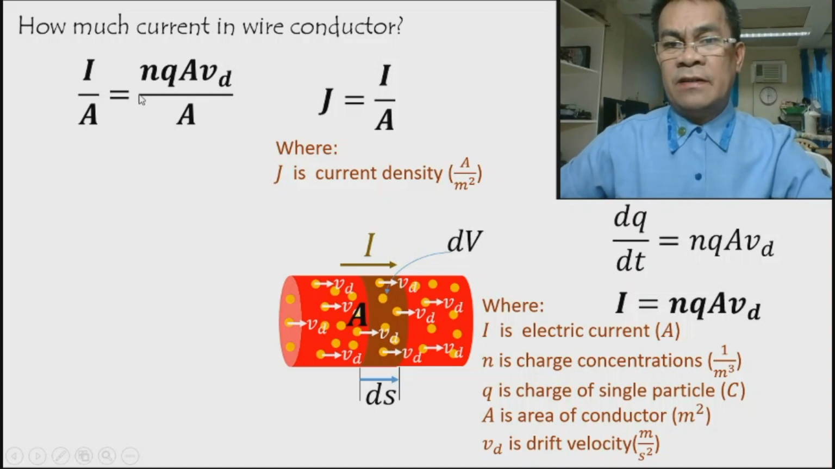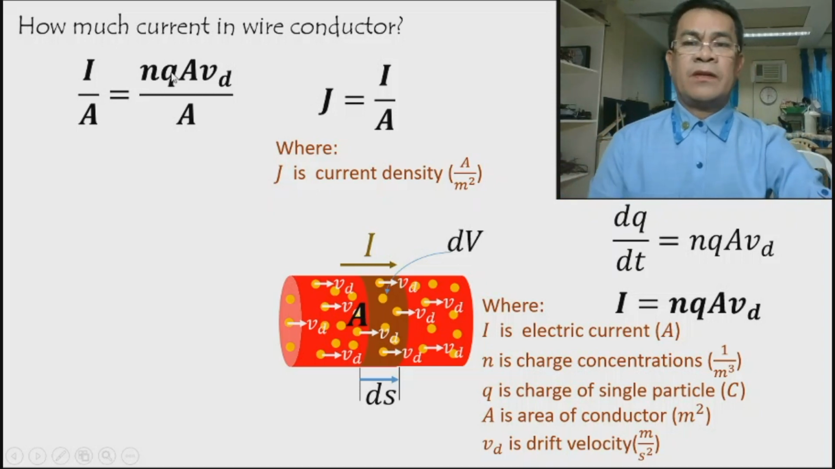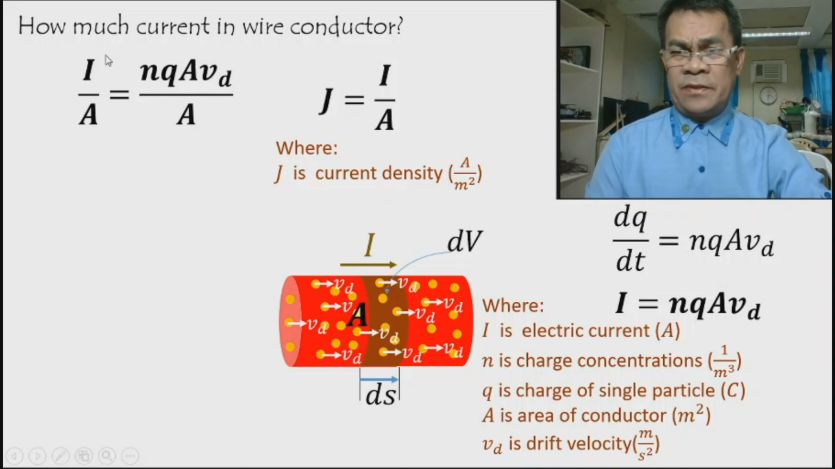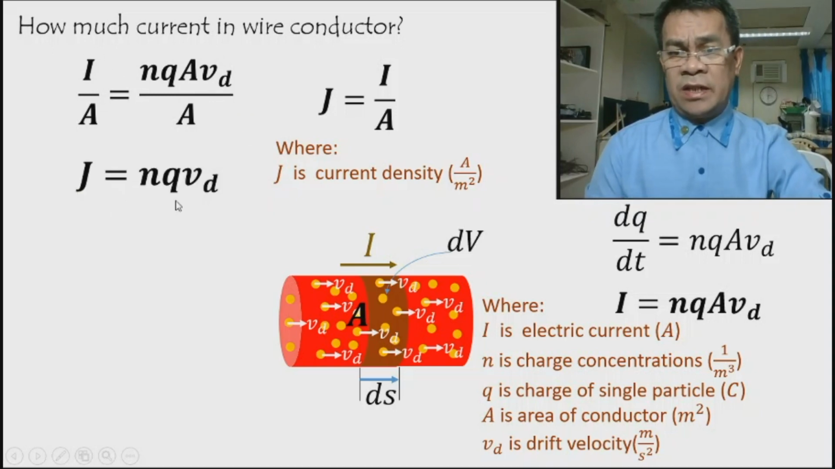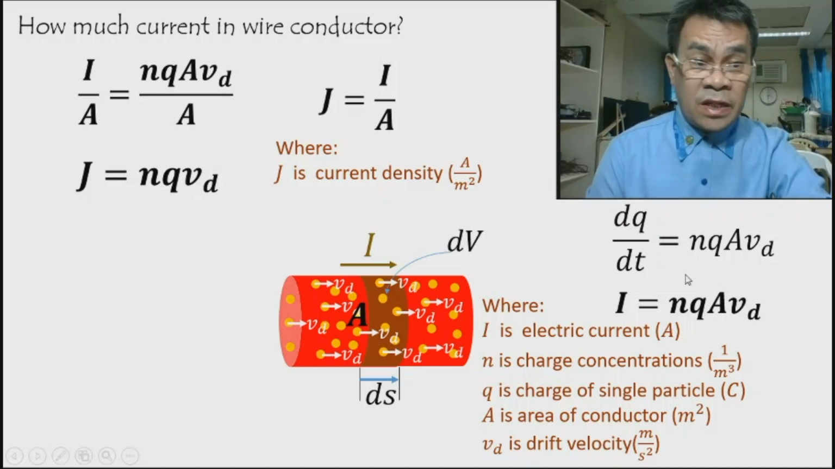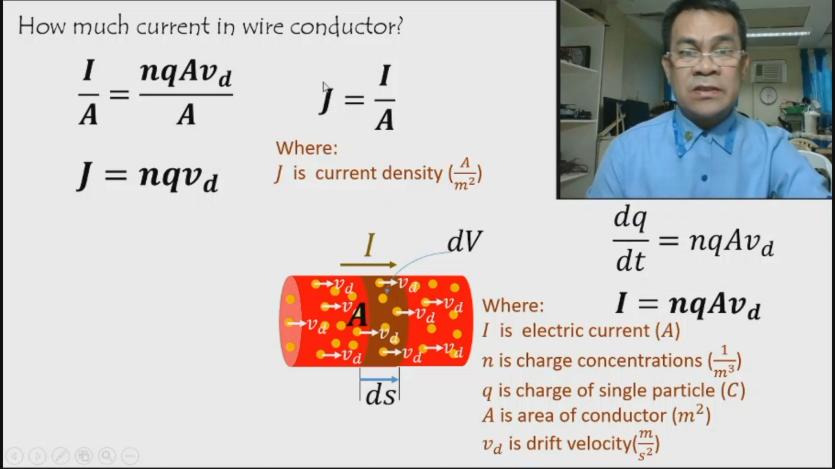So the current density can be expressed in terms of the charge concentration n, the single charge Q, and the drift velocity VD. So J can be calculated by n Q VD. If you multiply this with A, the result is I. If you divide I by A, the result is J.